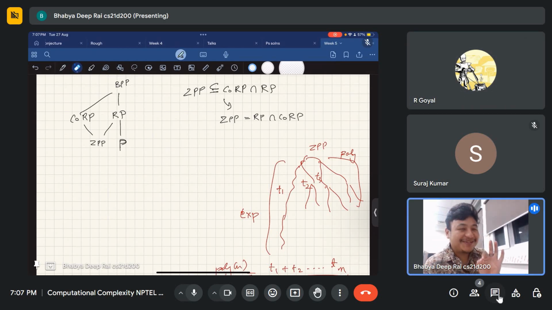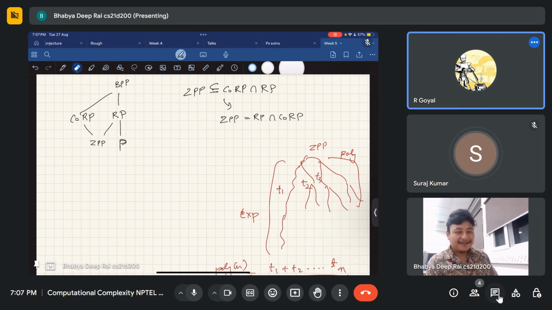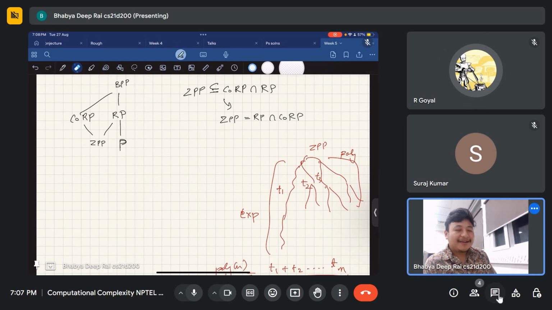It's almost close. You are very close. Don't go towards the exponentials. I'll give you one hint. Is every P algorithm also a ZPP algorithm? Yes, it is. Exactly, Suraj. So take any P algorithm. It does not have any randomness, but just assume that randomness is just one string. There is only one computation path.